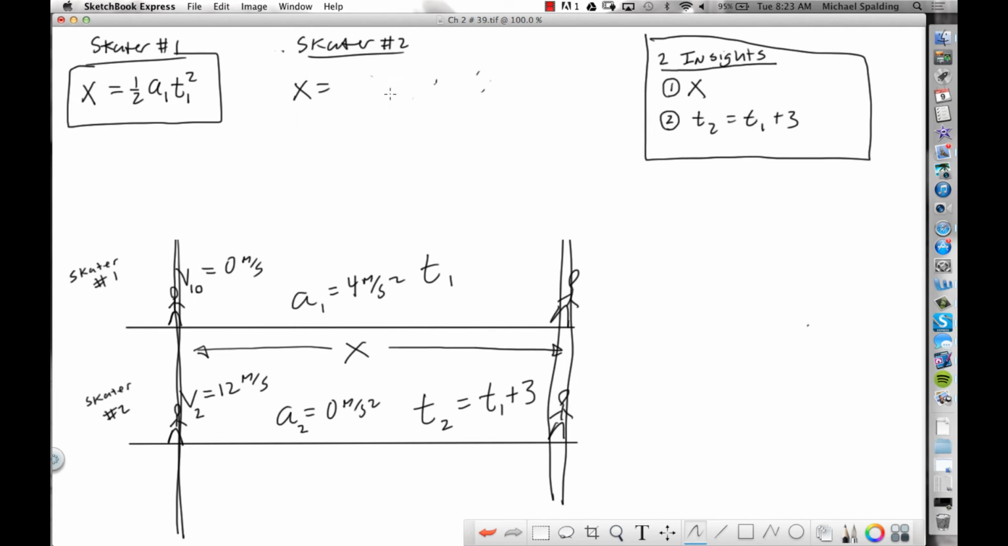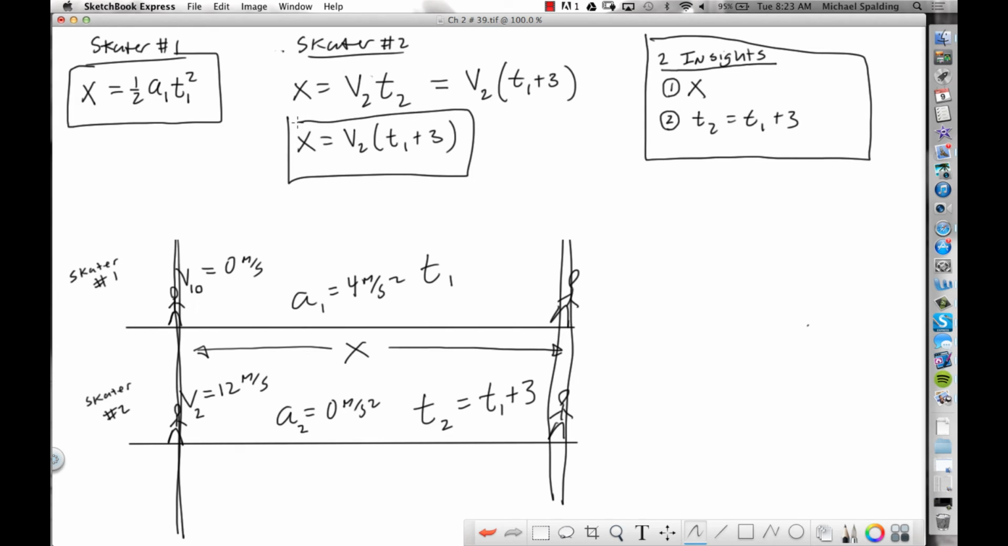So what happened to this equation? It's now just x equals v2 times t2. But what's t2? Let's plug this in right now. t2 is t1 plus 3, so that's v2 times (t1 plus 3). So here x equals v2 (t1 plus 3). Now, we have these two equations, an equation for skater 1 and an equation for skater 2. The next step is to recognize insight number 1, which is that the displacements are the same.